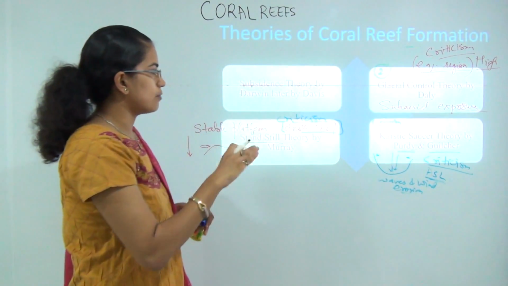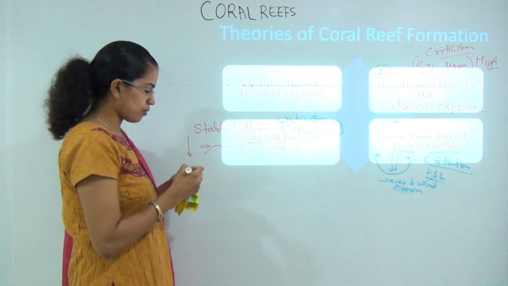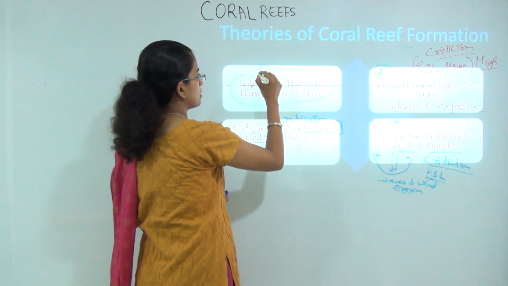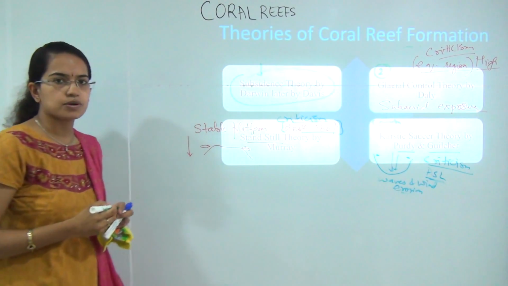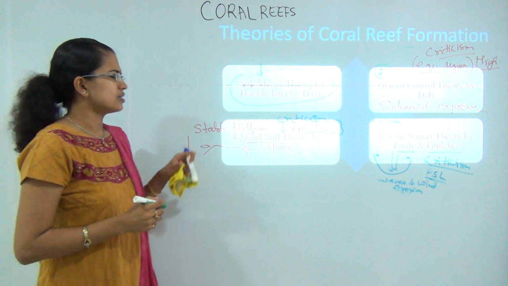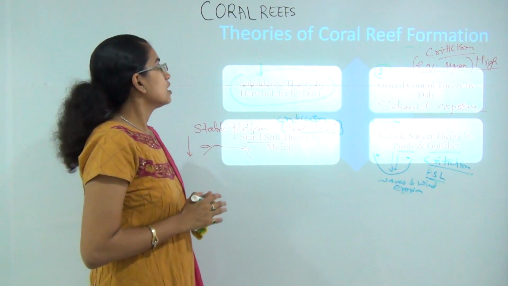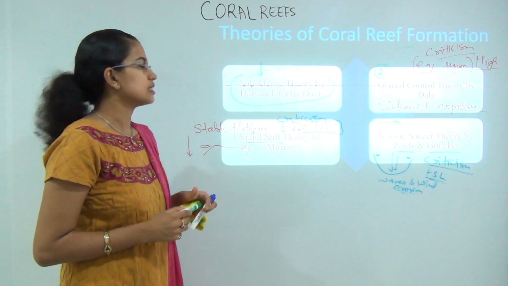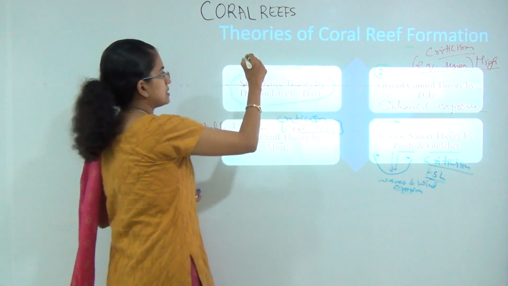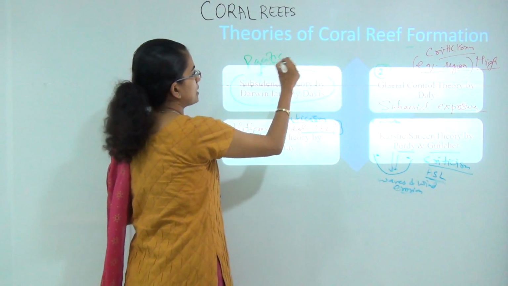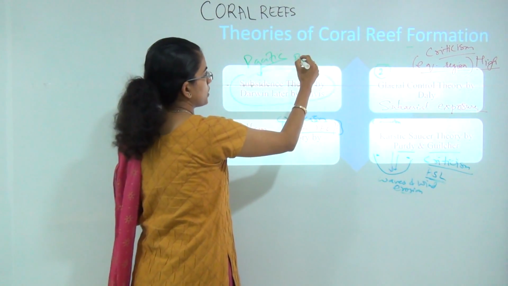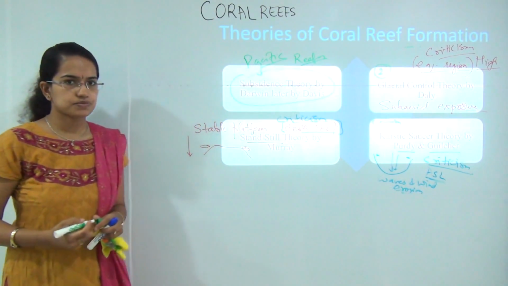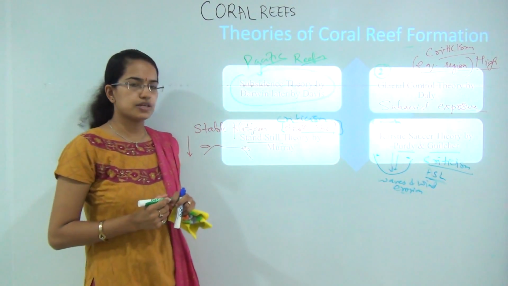So as we see, among the four theories, the most popular theory is the subsidence theory that was given by Darwin and later propounded by Dana and Daly, sorry. We have already talked about how this theory originated. Most of the Pacific reefs or Pacific corals that we can see are based on the subsidence theory. So this was all about the coral reef formation.